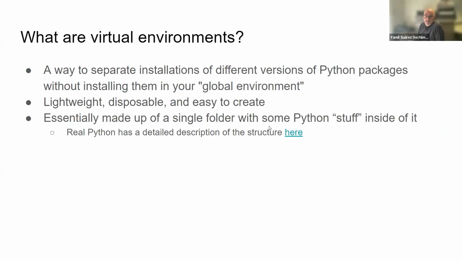So what are virtual environments? They are a way to separate installations of different versions of Python packages. When I install, what we call the global environment, because in Python, in most OSs, you get the central bucket, we'll call it the global environment, where all modules get installed. Now, when you use virtual environments, they end up being very lightweight, disposable, and easy to create. And when you look at them, it's just one folder with what I call stuff inside of it. And here's a link in our presentation where you can see more details of what is inside that magical folder.